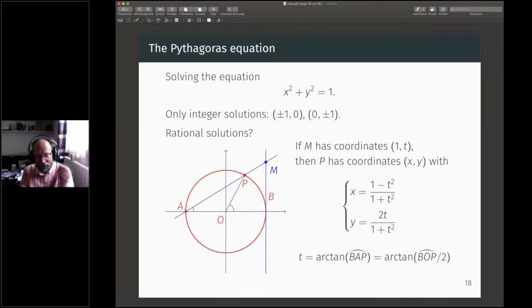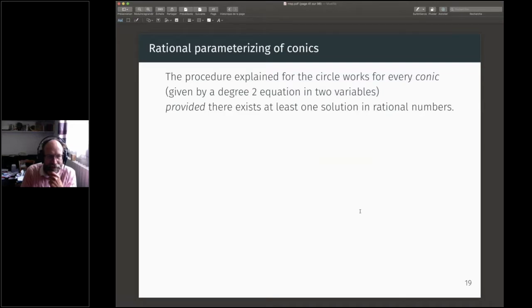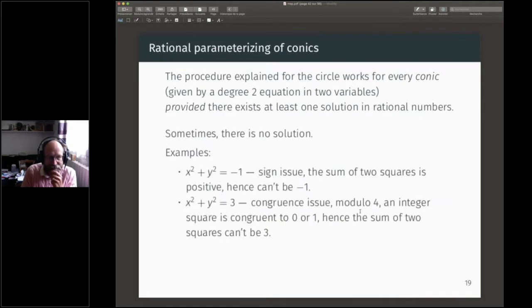It would be with different numbers, 1 minus t squared divided by something, or another expression than this formula, but in the same spirit, and it will give me all the points on the conic. But sometimes on some conics there are no solutions. So in the first case, I take a stupid conic. It's x squared plus y squared equals -1, and here there are no solutions because the sum of 2 squares is always positive, so it can't be -1. So it's a conic, I have the equation under the eyes, x squared plus y squared plus 1 is 0. But of course, there are no rational solutions.